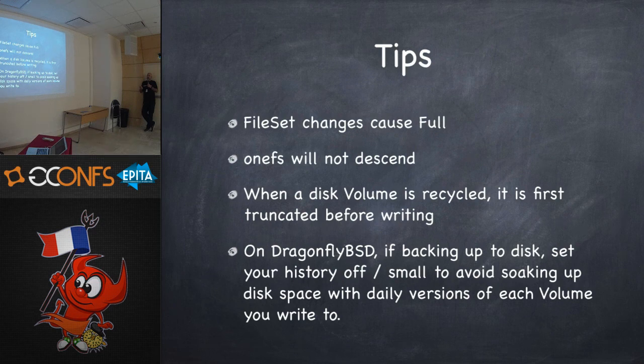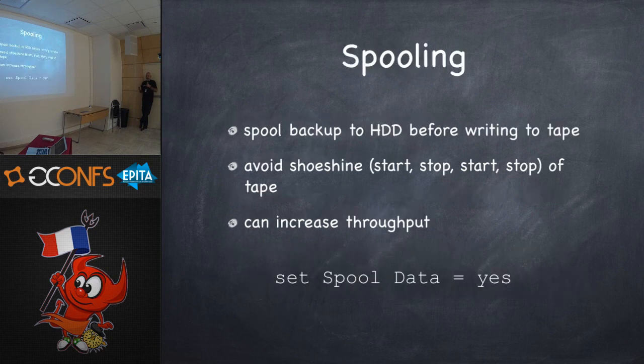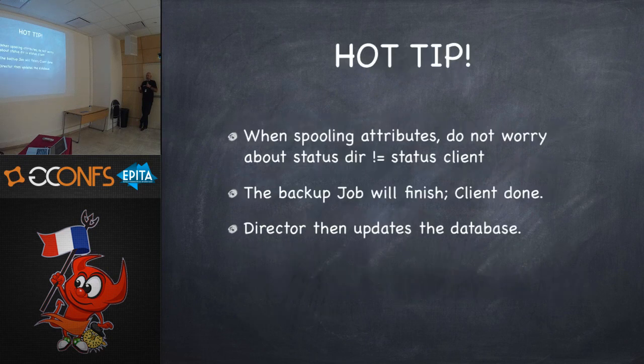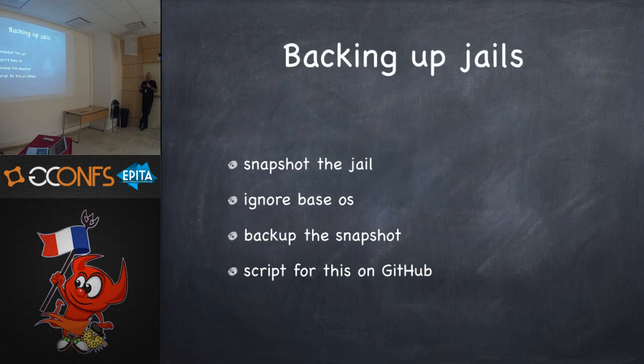We talked about a FileSet change: you can have multiple file systems, but you may not want to back up your NFS mount. When a volume is recycled, you can tell it to truncate before running, and this is something obscure about Dragonfly that somebody mentioned to me one day. Spooling, we talked about spooling before.